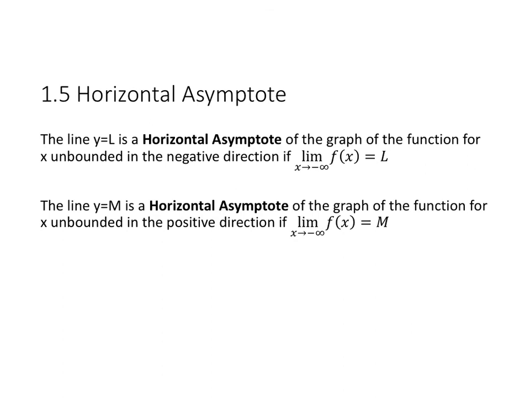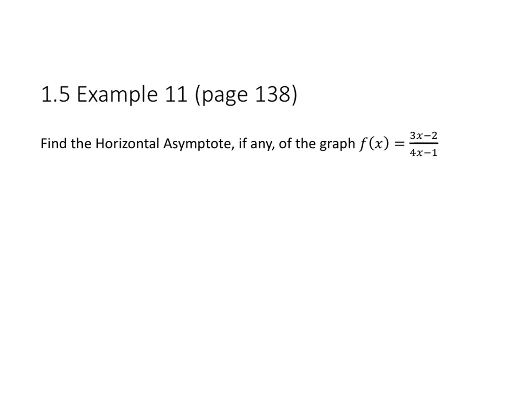Let's talk about horizontal asymptotes now. In order to find the horizontal asymptotes, we take the limit of the function as it goes to negative infinity, and the limit of the function as it goes to positive infinity. And the lines that it approaches, y equals L and y equals M, those would be our horizontal asymptotes. Let's do an example of that. In example 11 on page 138, we're going to find the horizontal asymptote, if there is any, of the function 3x minus 2 over 4x minus 1.